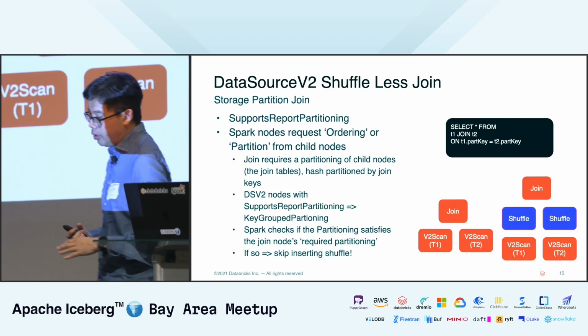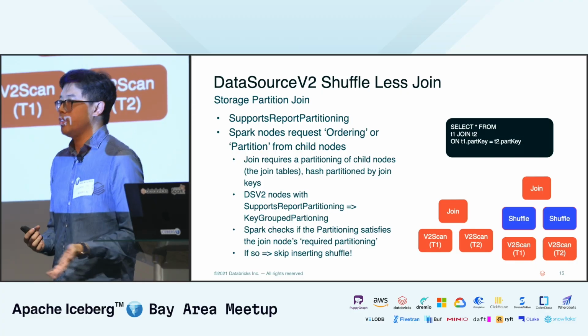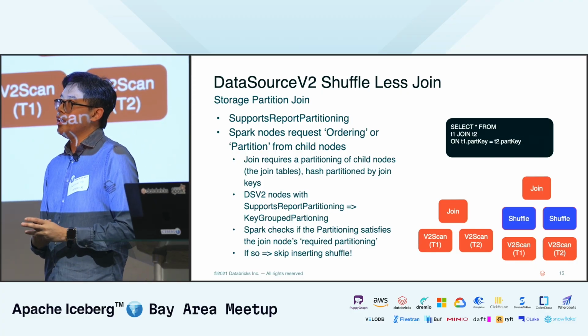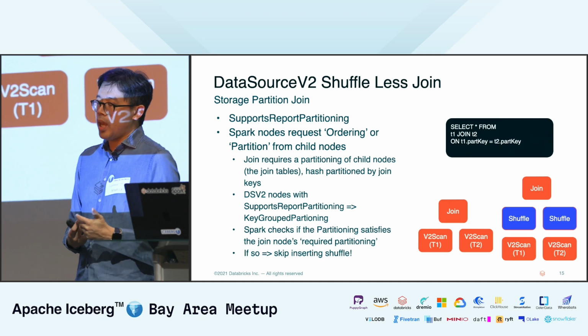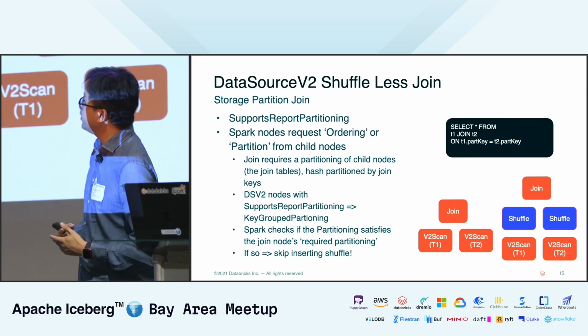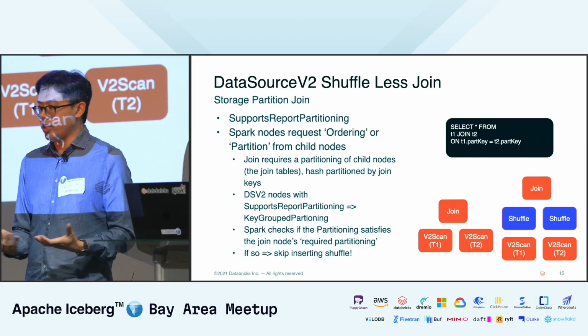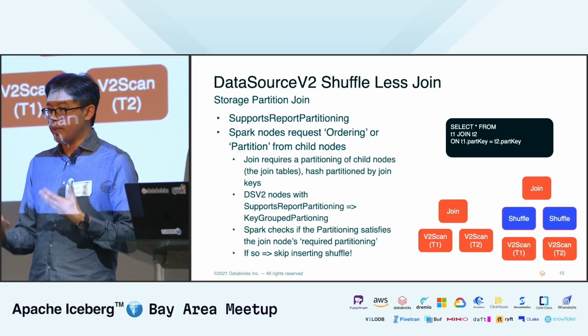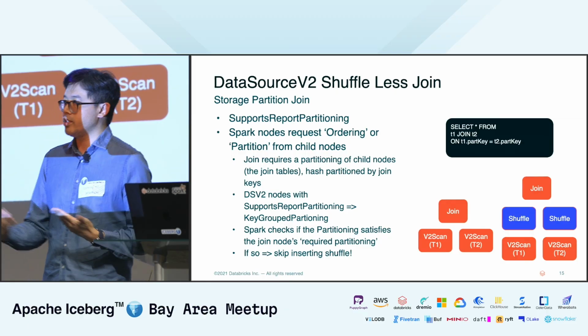I want to talk a little bit about this one. It's a more exciting optimization. I worked on this a lot at Apple, called the storage partition join. And there's a talk I gave last year at Community Over Code if you're more interested in details. But Spark can skip entire shuffles. So shuffle in Spark is very expensive. All the data needs to be sent across the network.